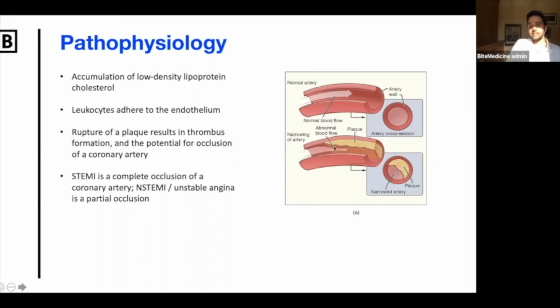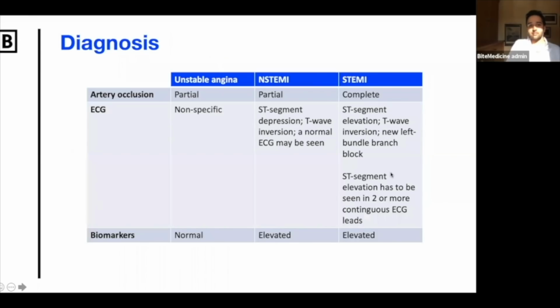But then obviously we get plaque buildup here, and then you get thrombus formation. So what's the main difference between NSTEMI and unstable angina? We're going to talk about that just on the next slide, actually. So let's go through that now. Here we go.